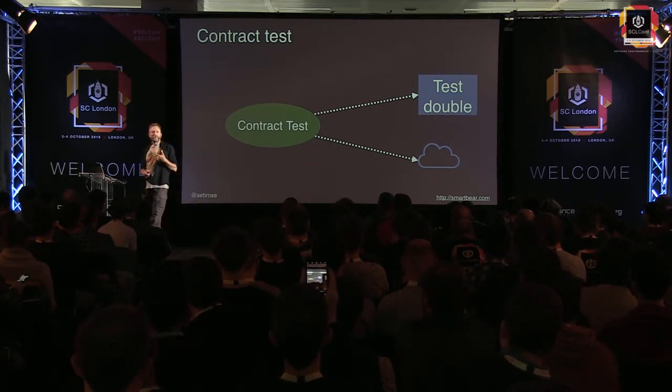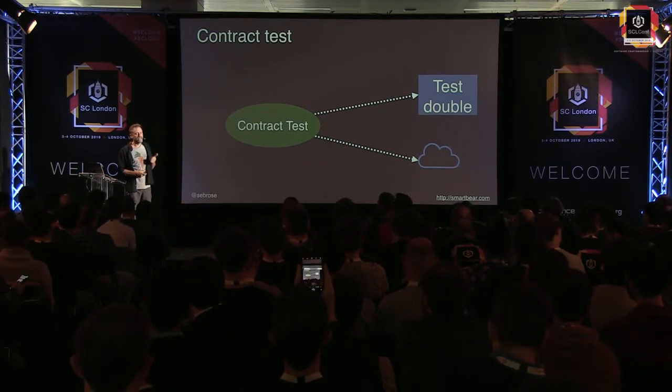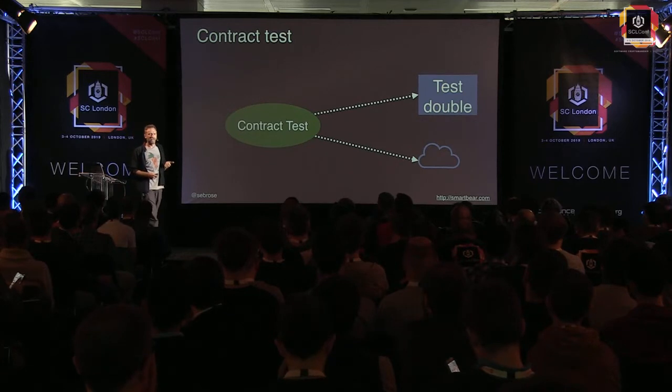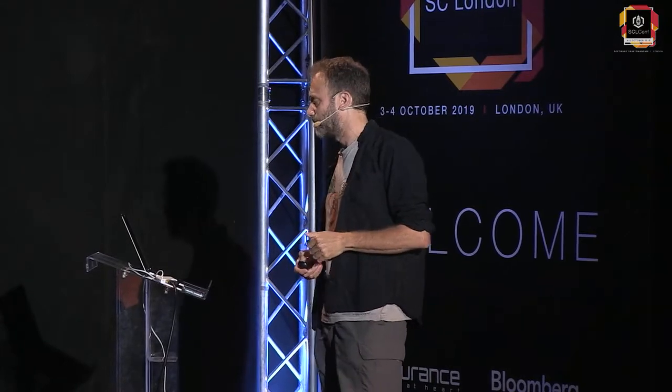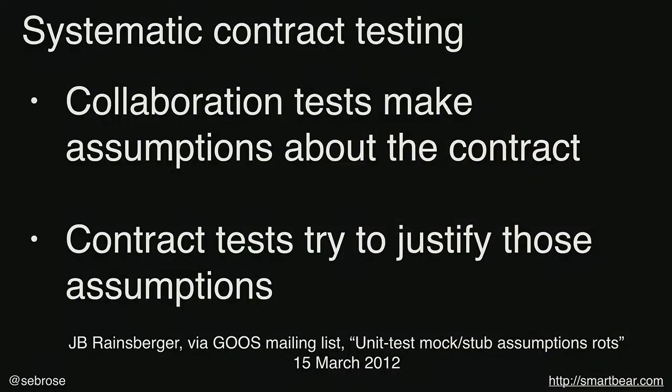So what we're going to do is run the contract test against the test double on a regular basis, and run the contract test against the production system also on a regular basis. We may get into talking about whether those cadences are exactly the same later on. I think one of the main challenges with contract testing is it's never really been documented.